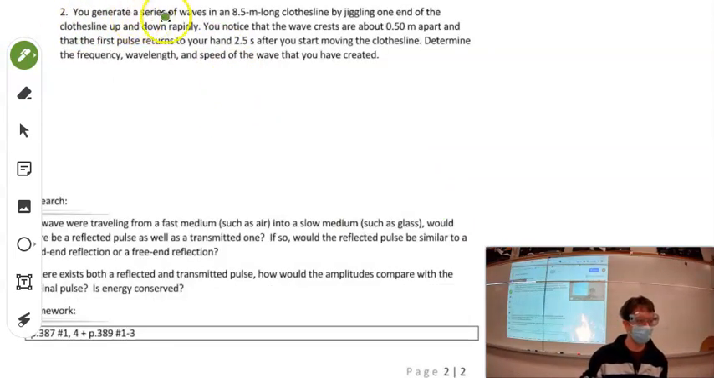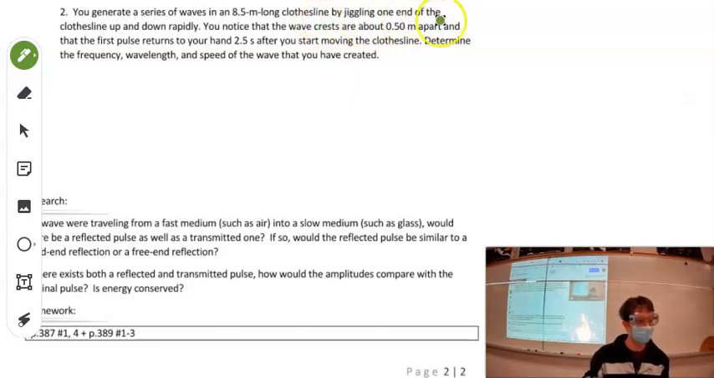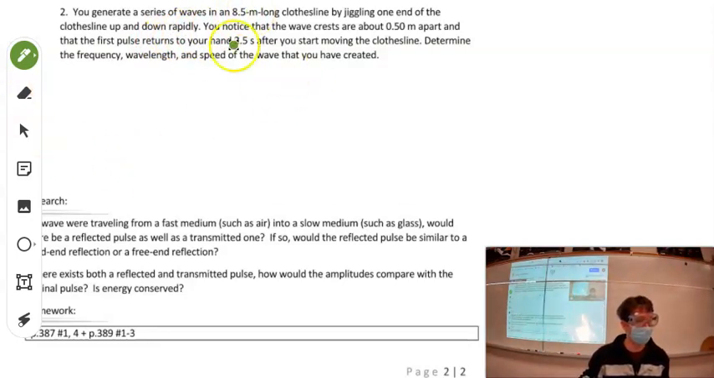Second question says you generate a series of waves in an 8.5 meter long clothesline. Okay, similar to this, if you want to imagine this. It's not 8.5 meters, but let's imagine it to be. By jiggling one end of the clothesline up and down rapidly, just like we do with that frequency generator at the end there. You notice that the wave crests are about 0.5 meters apart, and that the first pulse returns to your hand 2.5 seconds after you start moving the clothesline. Find the frequency, wavelength, and speed.